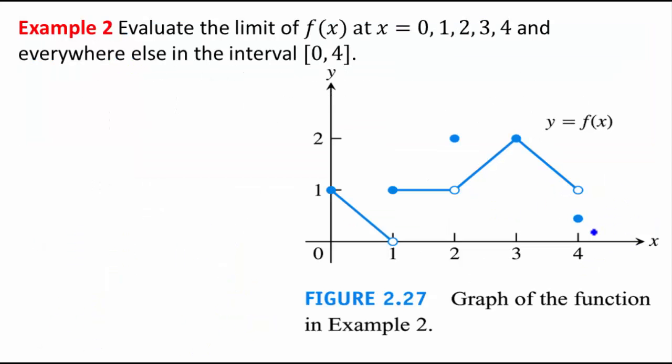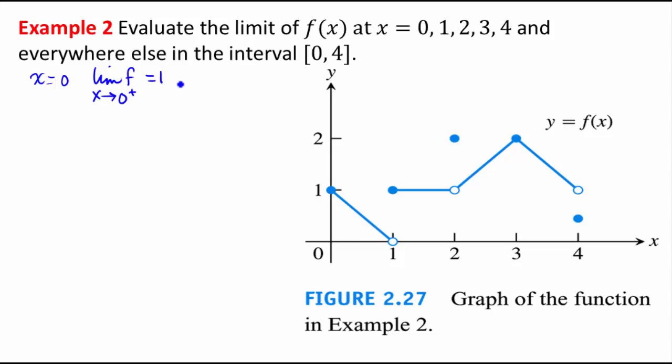Alright, here is another function, and the graph of this function is what we're going to look at. And we will examine the value of the limit as x approaches 0, both from the right and from the left, as x approaches 1, 2, 3, and 4, and everywhere else in the interval from 0 to 4. Okay, so let's look at x equal to 0. The limit of f as x approaches 0 coming from the right. Okay, so here I'm approaching x coming from the right. The y values approach 1.